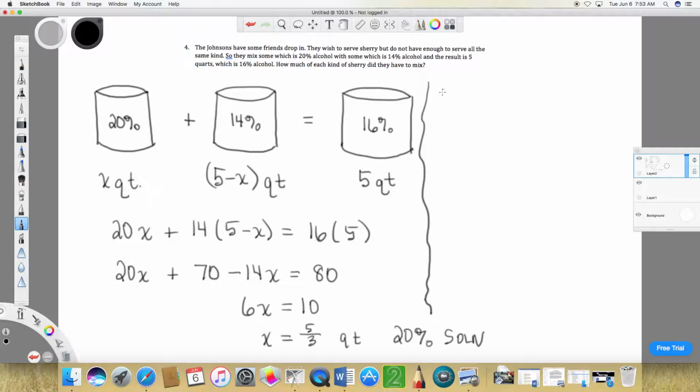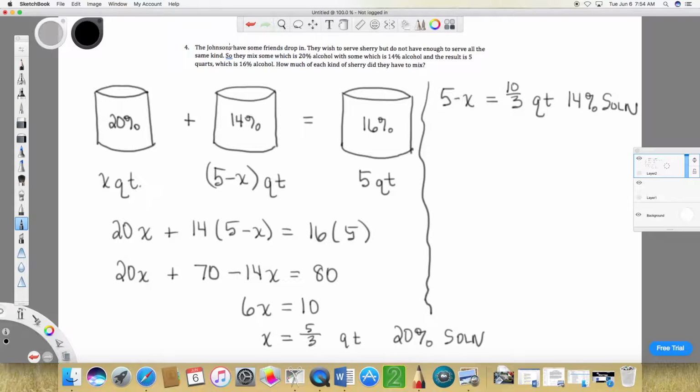The 5 minus x, what is that? Well, I can rewrite 5 as 15 over 3. And 15 over 3 minus 5 over 3 is 10 over 3. And that's the volume that we have of the 14% solution. So those are our answers using the bucket method.